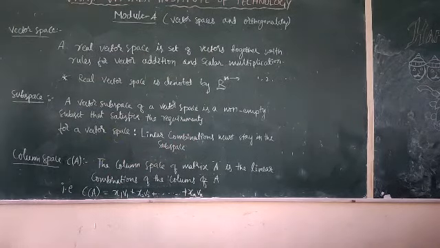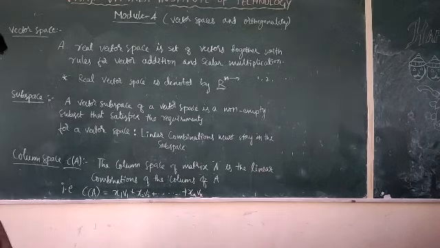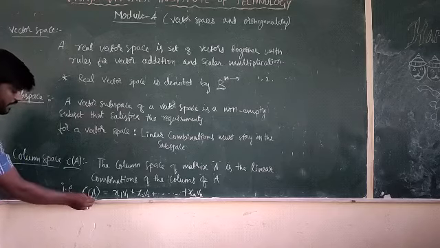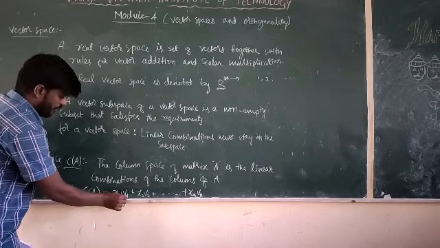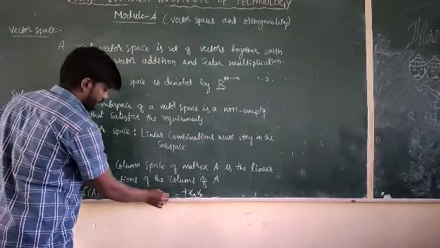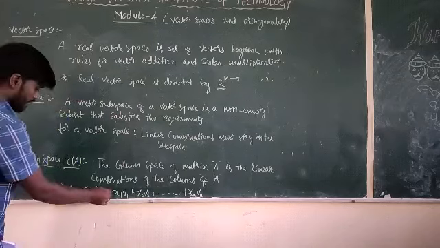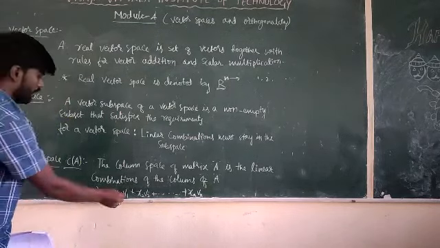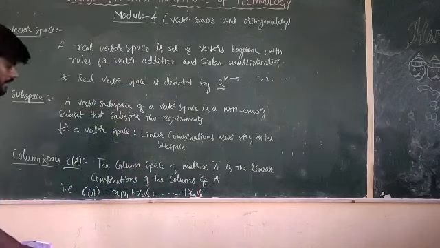Next one is column space. Column space is denoted as C of A. The column space of a matrix A is the set of linear combinations of the columns of A. C of A, the column space of A, is equal to x1 v1 plus x2 v2 plus so on up to xn vn. Here x1 and so on are the scalar unknowns, and v1, v2, up to vn are the vectors.